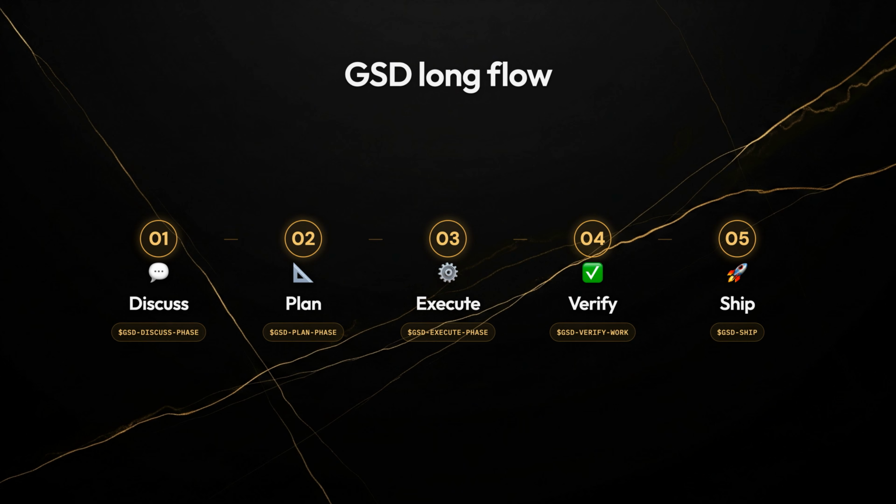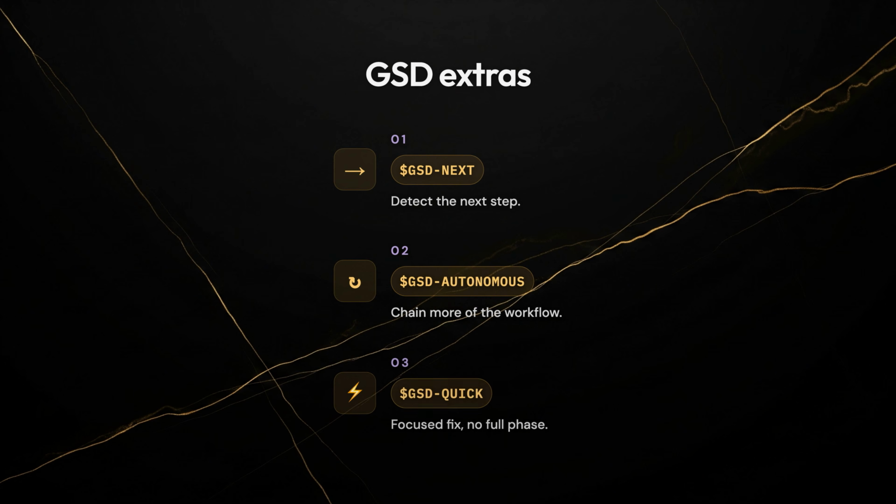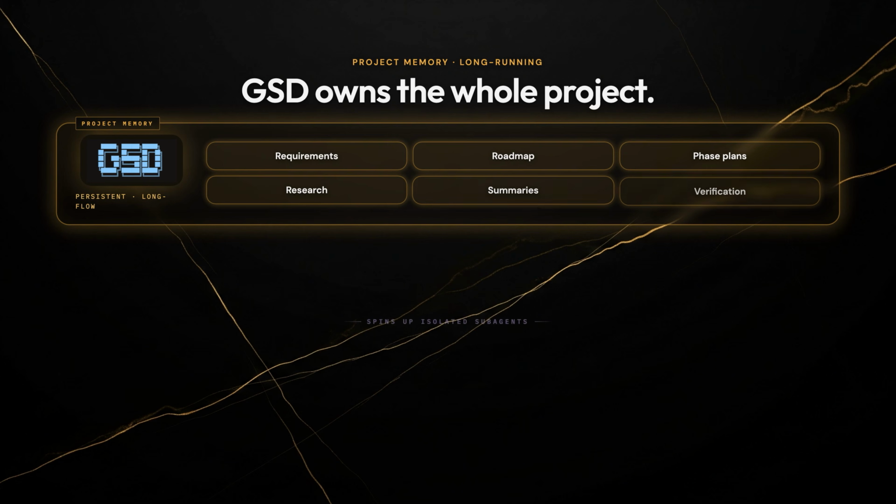After that, the long flow goes phase by phase. You discuss the phase with GSD discuss-phase, plan it with GSD plan-phase, execute it with GSD execute-phase, verify it with GSD verify-work, and eventually ship it with GSD ship. There is also GSD next for detecting the next step, GSD autonomous for chaining more of the workflow, and GSD quick for focused fixes that should not become a whole project phase. GSD does more than write a spec and hand it to the model. It tries to run the whole project.